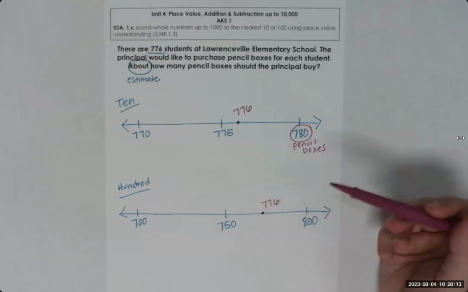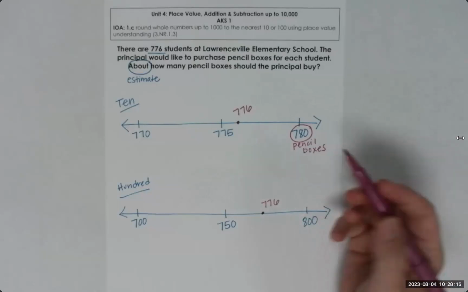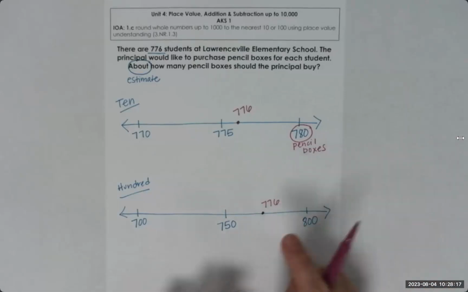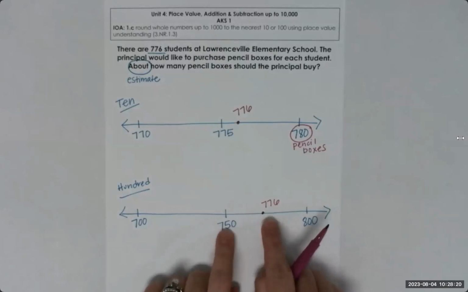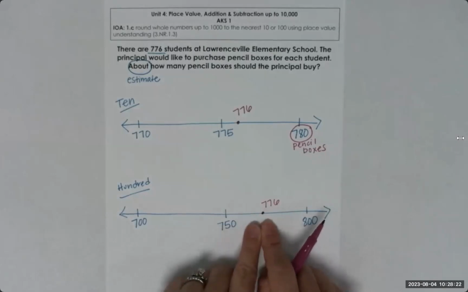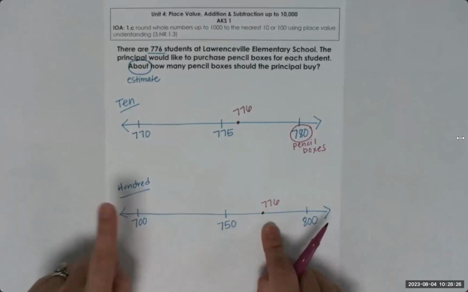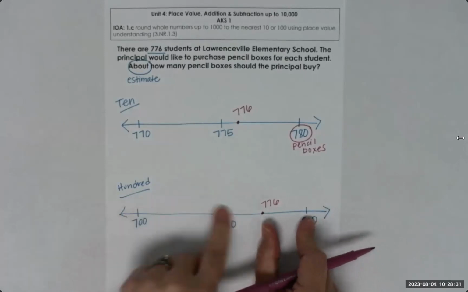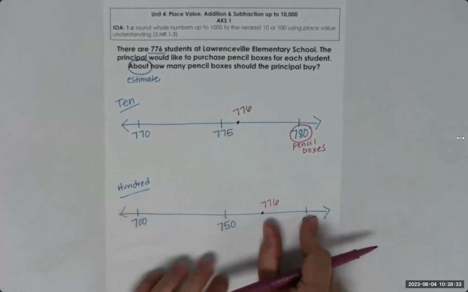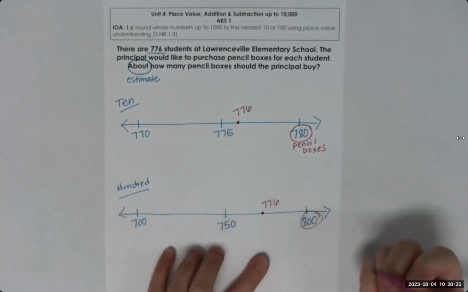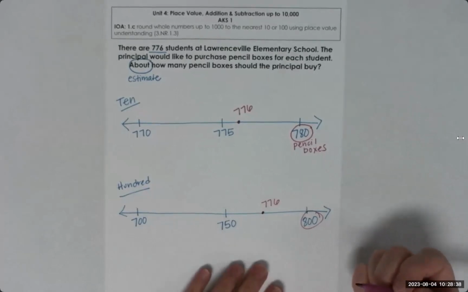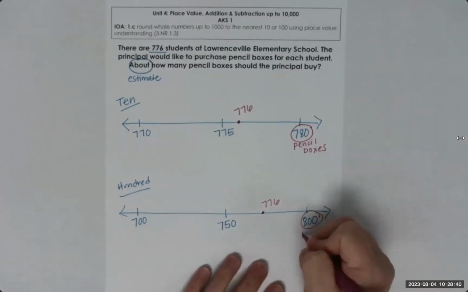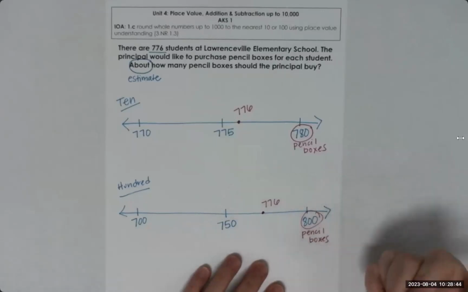They're making an estimate here, but thinking about those tens. So I noticed that 776 again is to the right of the midpoint. So now is it closer to 800 or is it closer to 700? Well, we can see the distances here, right? This distance is a lot larger than this distance. So my number 776, when rounded to the nearest 100, rounds to 800 pencil boxes. Because remember, that was our purpose for rounding today.